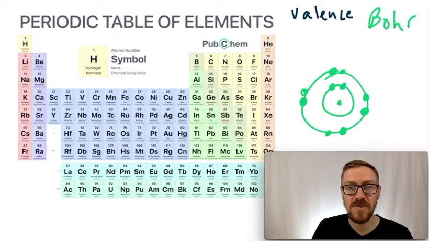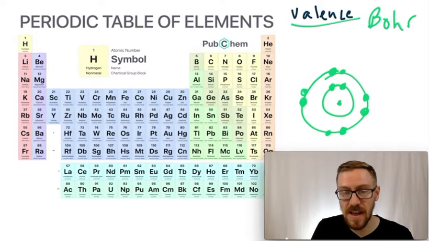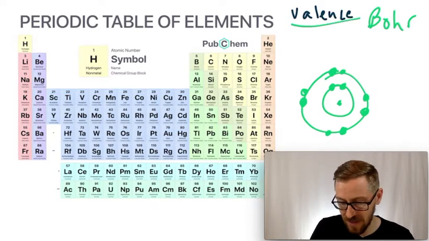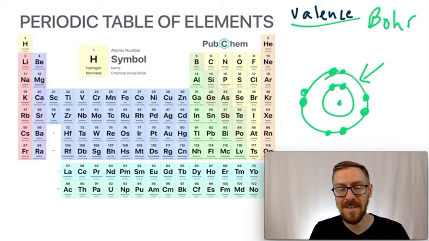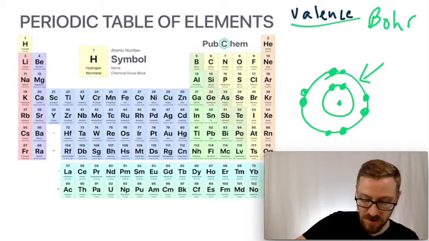And if I ask the question, how many valence electrons does neon have? Well, in this outer ring, there are 8 electrons. So neon has 8 valence electrons because there are 8 electrons in the outer ring.